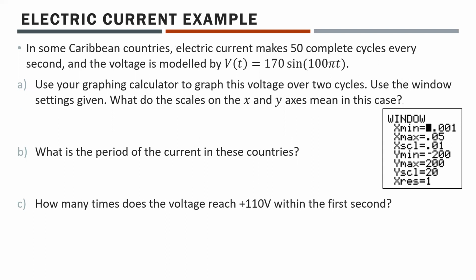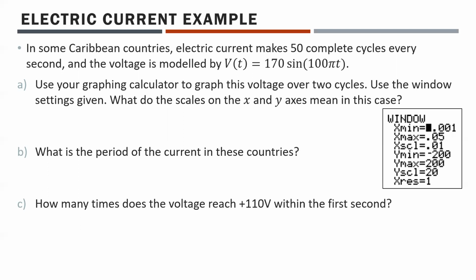First things first, let me read this one. Electric current example. In some Caribbean countries, electric current makes 50 complete cycles every second. Of course, if you're not aware, with electric current, it goes from a positive voltage to a negative voltage. We call that alternating current. Anyway, it is what it is. And the voltage is modeled by V(t) = 170 sin(100πt).